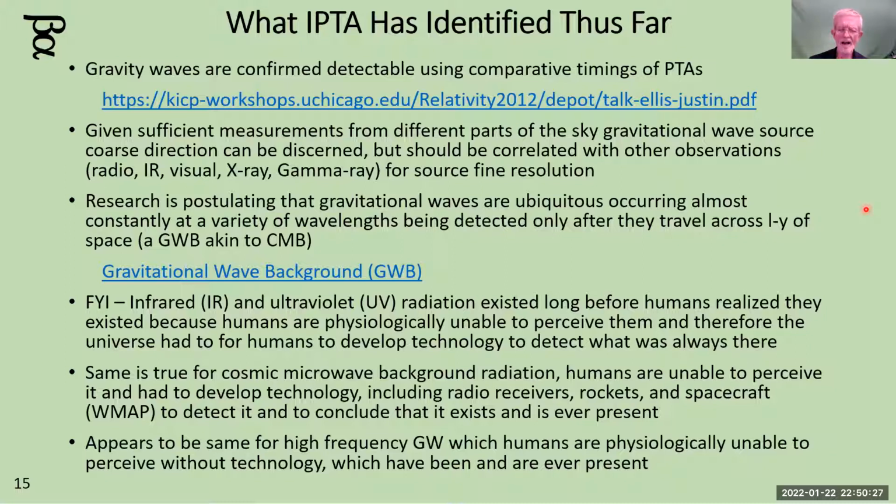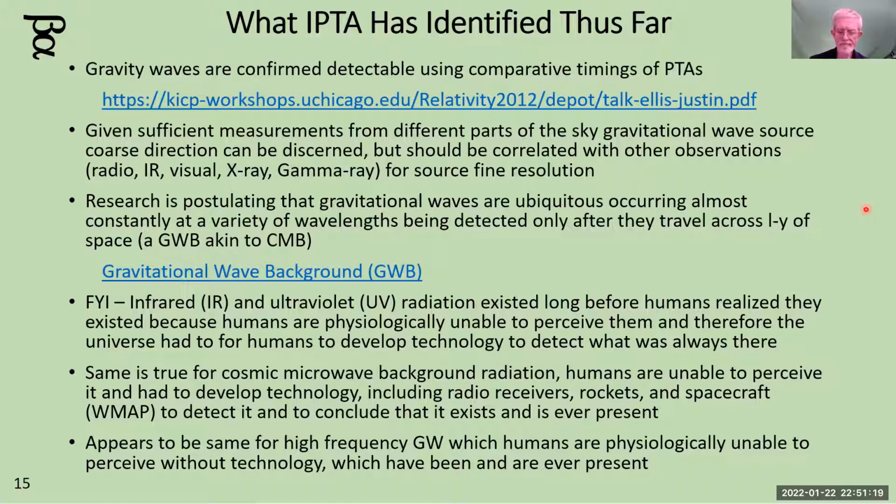So infrared and ultraviolet radiation existed and continue to exist long before humans realized they were there, because we physiologically cannot see in infrared and ultraviolet. It was only after we postulated their existence and then created the technology to observe them that we went, oh, look, the sun is always putting out UV in multiple wavelengths. But our eyes couldn't tell that. Well, the same thing was true for the cosmic microwave background radiation until we started putting up satellites like WMAP and the follow-on to it. We never realized that the cosmic microwave background is always there. It's been there as long as we've been around, probably longer.